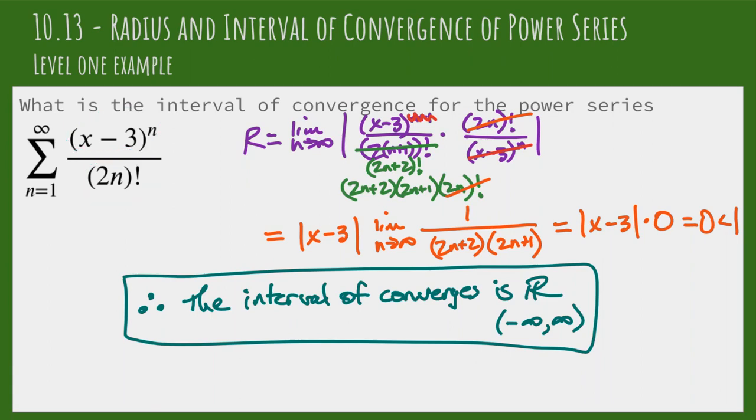So because the terms approach 0, and because they approach 0 so quickly because of the factorial, when we add the terms, we are going to get a finite sum. So no matter what we plug in for x, we get a convergent series. So the interval of convergence is negative infinity to infinity, or all real numbers.